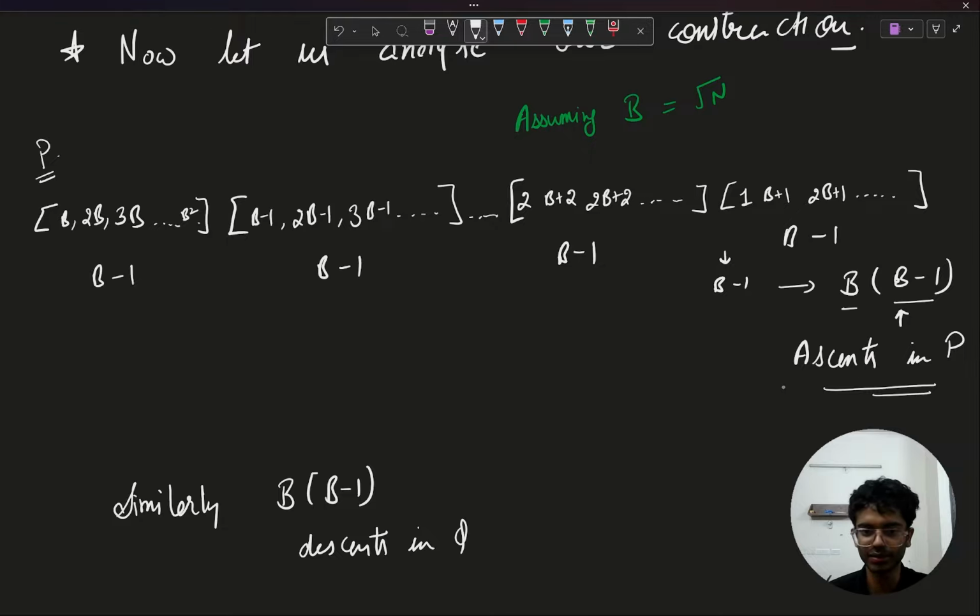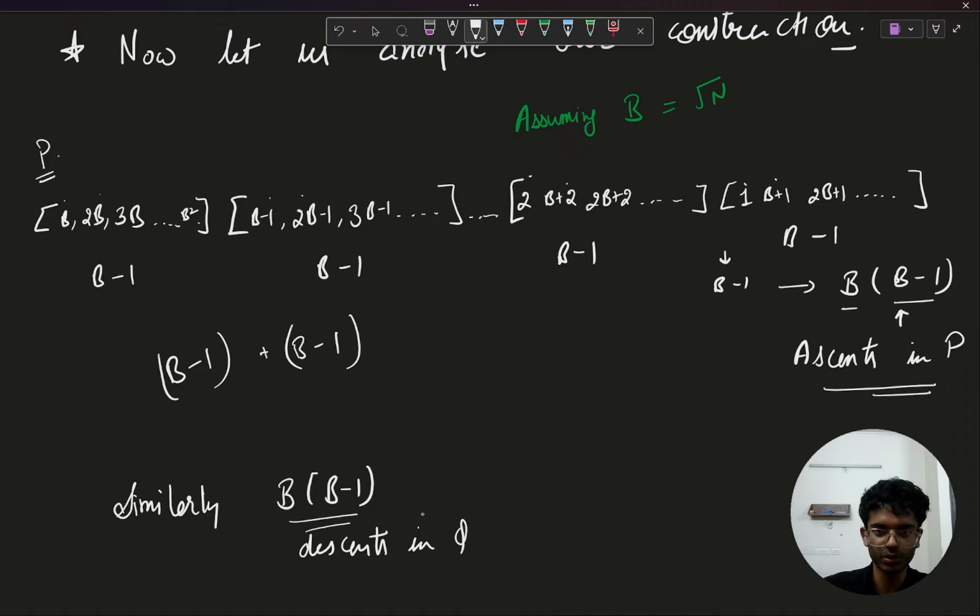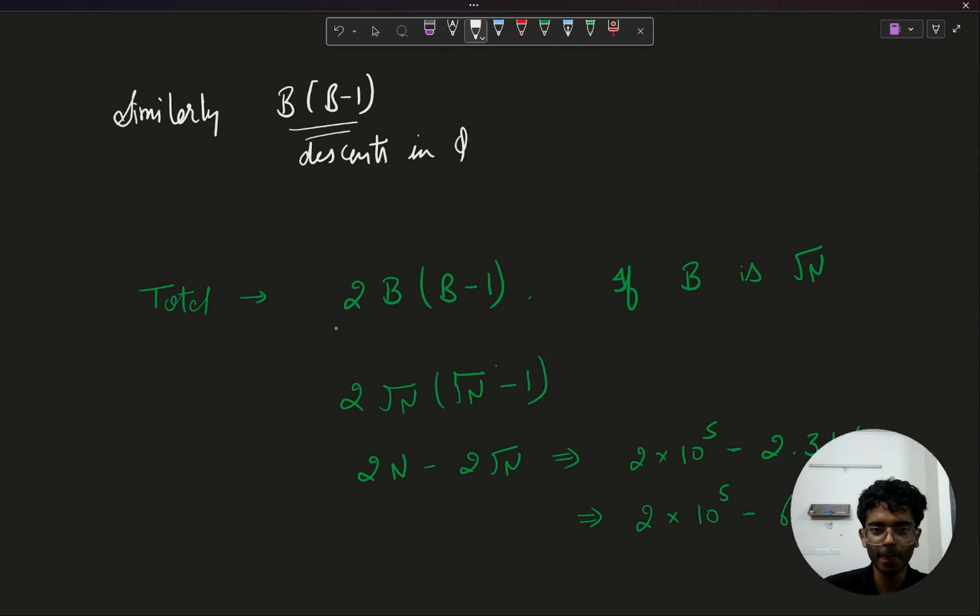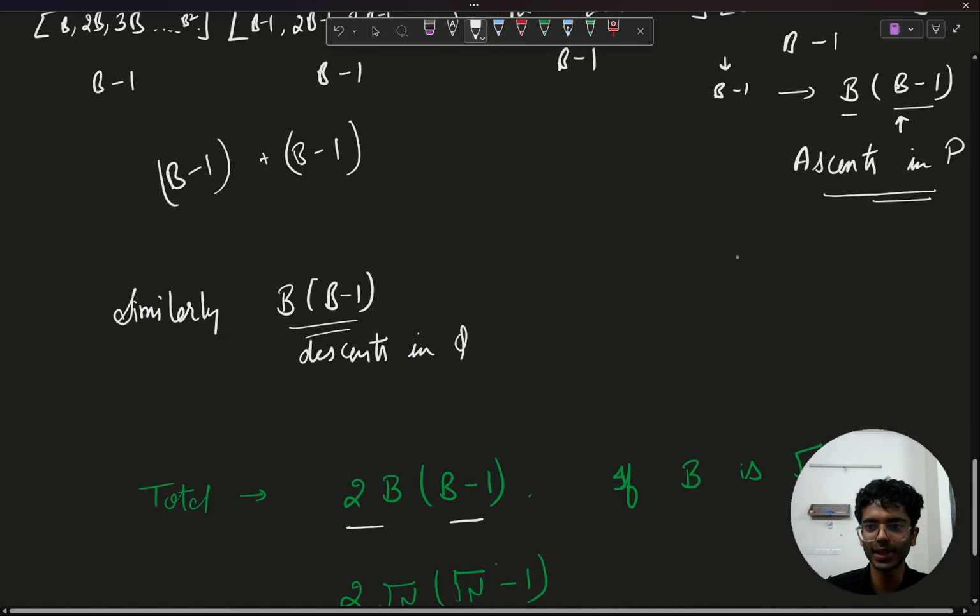Now what would be the number of descents in the permutation Q? So we would have like this 1, 2, dot dot dot till b, right? So this would create b minus 1 descents. Now this would also create b minus 1 descents in the permutation Q. And so on, there would be b such groups, right? So in total, we would again have b into b minus 1 descents in Q. Now what does this sum up to? 2b into b minus 1, right? We just add the number of ascents and descents.